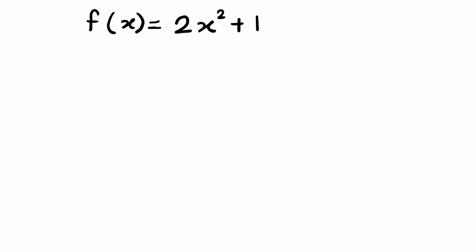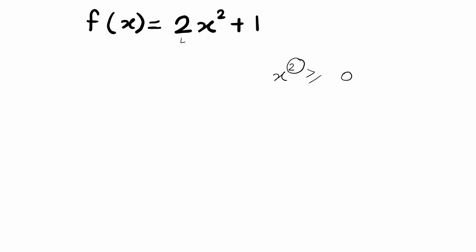Here is an alternate way for finding the range of the same function. As we know, the value of x square is always greater than or equal to 0, even if the number is negative. Due to even power, all negative numbers will turn to positive.